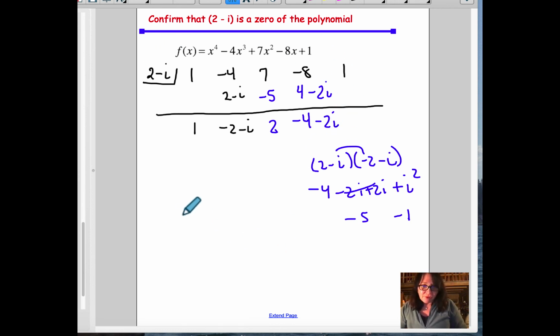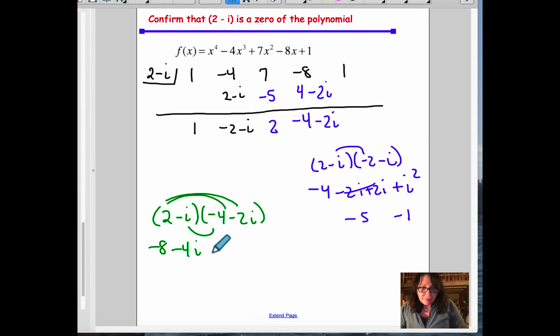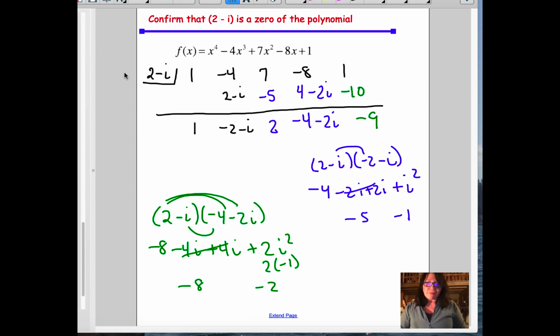So I'm going to go into more workspace. I'm going to do this over here. And I'm going to go 2 minus i times negative 4 minus 2i. So this times this is negative 8 minus 4i plus 4i. Yes, they're going to cancel. That's a good thing. And then negative i times negative 2i is positive 2i squared. i squared is negative 1. So this is going to be 2 times negative 1 is negative 2. So I have negative 8 minus 2 is negative 10. So then when I multiplied this times this, I got negative 10, and negative 10 plus 1 is negative 9. So therefore, is this a 0? No, it's not a 0 because I have a remainder.